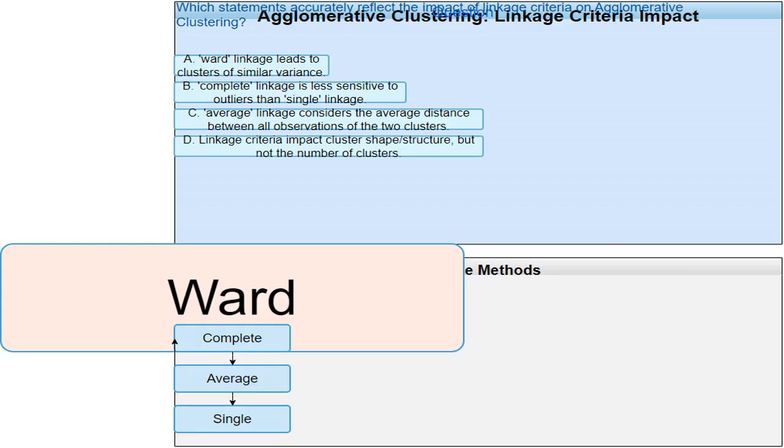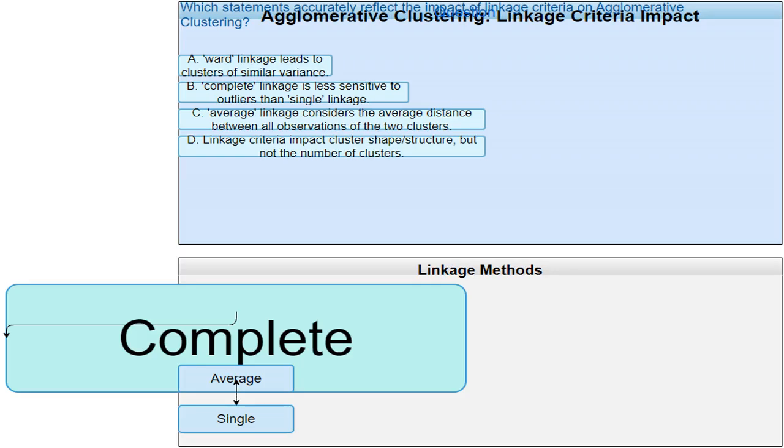Ward's method aims to minimize the variance within each cluster. I like to think of it as trying to create clusters that are internally very homogeneous, similar to each other. The complete linkage method uses the largest distance between any two points in different clusters. Imagine it's looking for the most distant pair of points to represent the distance between two groups. This makes it pretty robust against outliers.